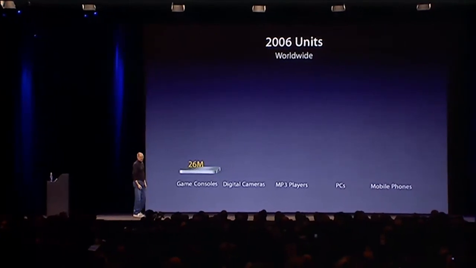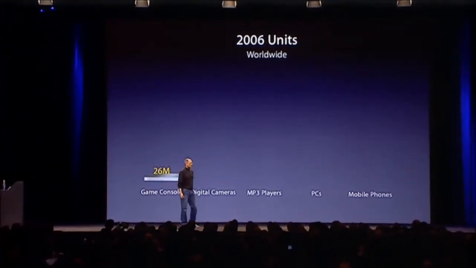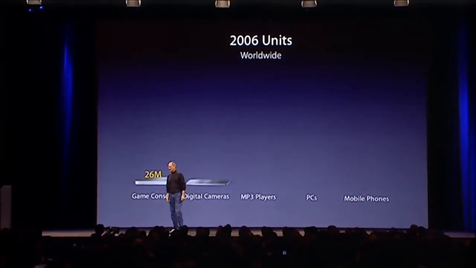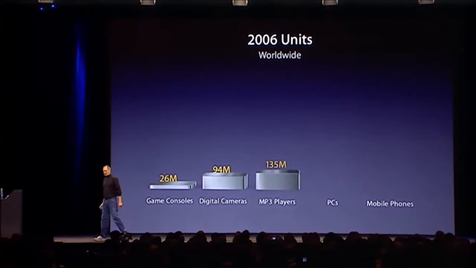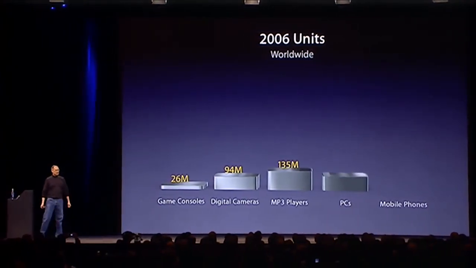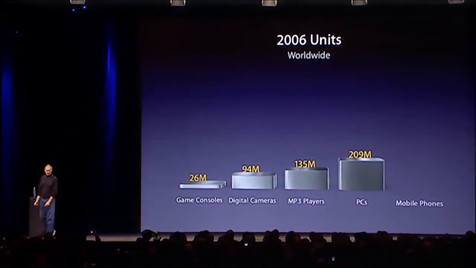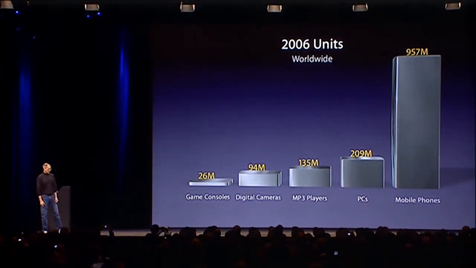Maybe they're going to have to click them for me. So game consoles. 26 million game consoles were sold in 2006 worldwide. Actually, a little smaller than you'd think. It's not such a big market. Digital cameras dwarfed it at 94 million. MP3 players, 135 million. And PCs, about 209. Mobile phones, just about 1 billion last year worldwide.